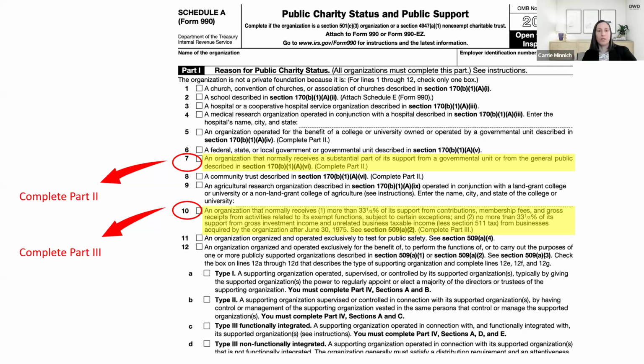Now, you're only going to check one of these boxes and it doesn't change. Whatever this box is, if you're a 7, you're always a 7. Or if you're a 10, you're always a 10. So you need to know which one of these boxes you are, and it will say on your IRS determination letter. So first thing, you need to know which box to check. If you are a 7, you're going to complete part 2.